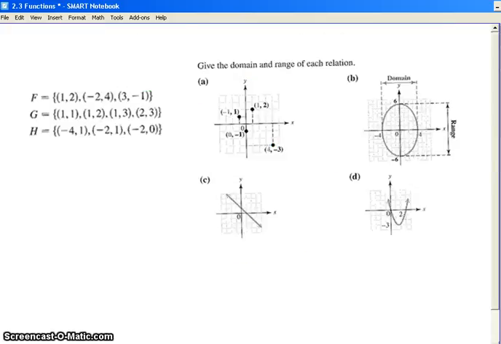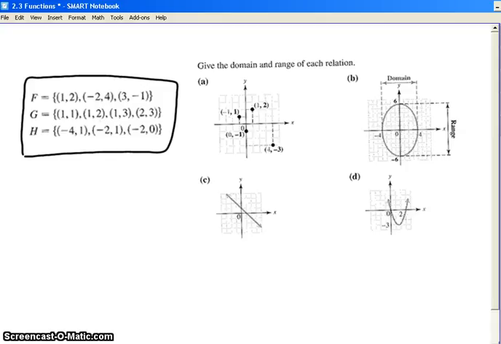Let's look at some ordered pairs here. We're going to look at these 3 sets of ordered pairs, and I want to determine if each represents a function or not. On set F, if I look at every x value, it's different, so that is a function. On set G, notice that the x value of 1 repeats itself, so that is not a function. On set H, -2 for x repeats itself, so that is not a function either.